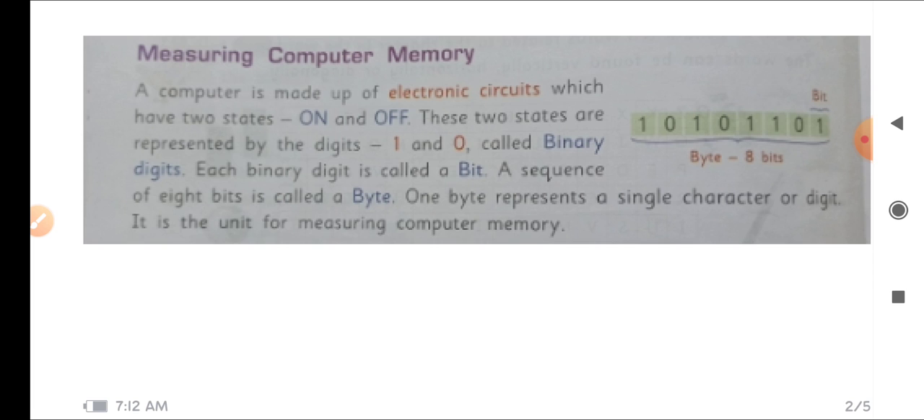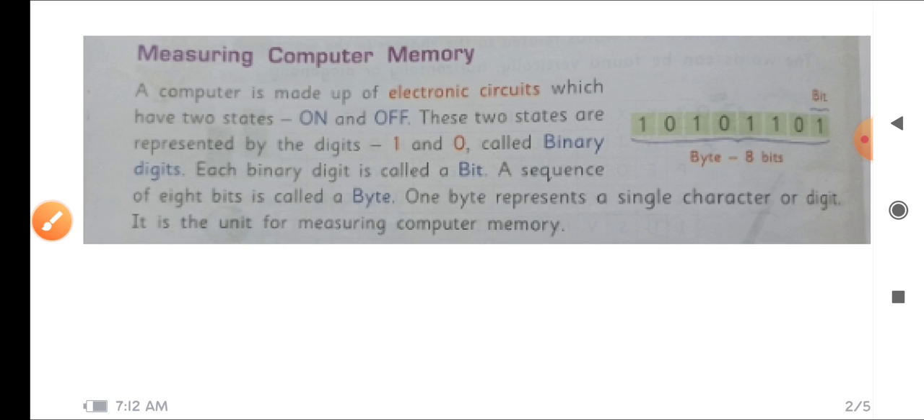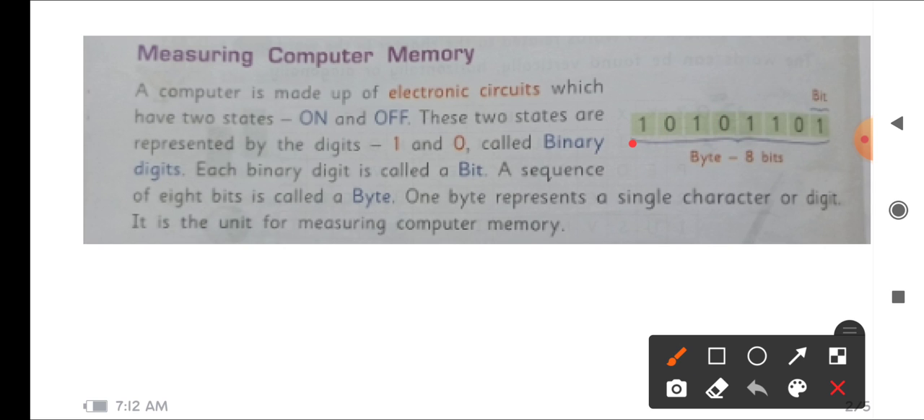So these are called binary digits, and each binary digit is called a bit. Like here it is given 1, this is a bit. And here it is given 0, it is also a bit. But when we talk about all these 8 bits, this is a sequence, isn't it? 1 0 1 0 1 1 0 1. This sequence is called a byte. What is it called? Byte. The sequence of 8 digits is called a byte.